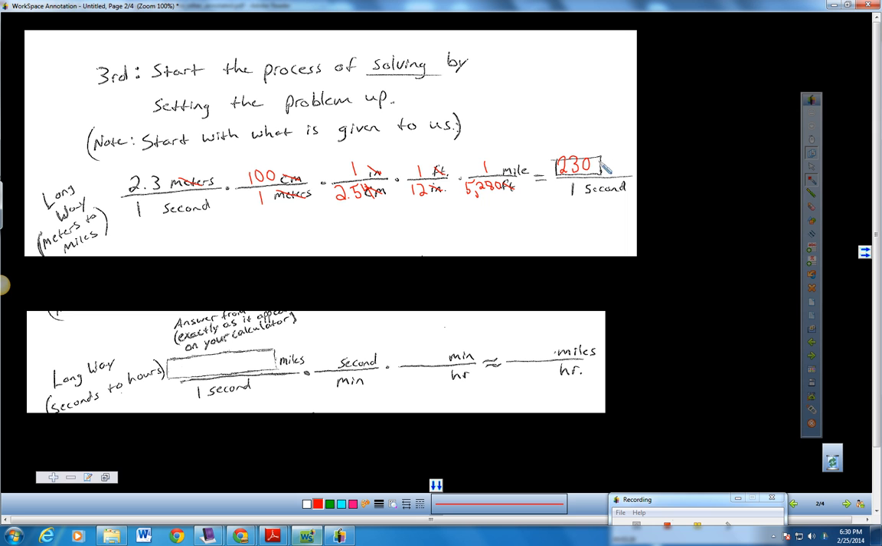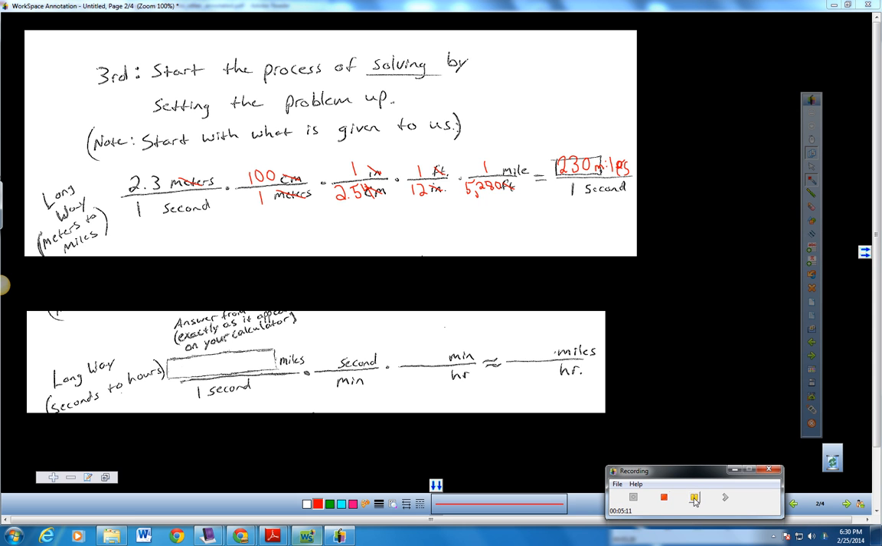So 230. What unit am I going to have on top? I'm going to have miles. Again, I am getting used to this new tablet. But okay, 230 miles. And I want to multiply the denominators. I know I have 1 second down there. That's actually a typo. Okay, I want to put a number down there. I'm going to go ahead and pause and multiply, and then come back to you with the product.